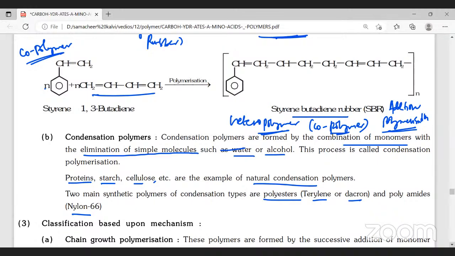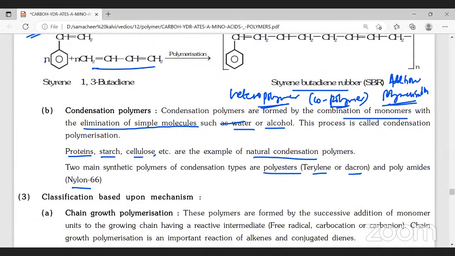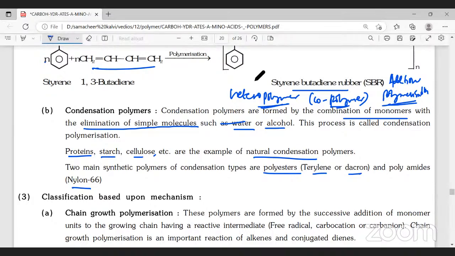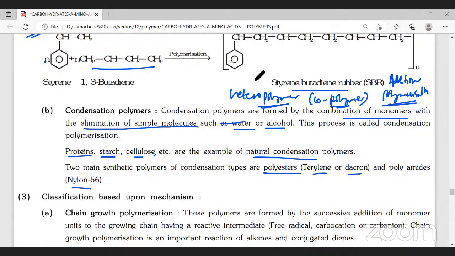Now, we have learned two classifications. One is based on the source or origin, and the next is based on their synthesis. Based on the synthesis, they're classified into addition polymerization and condensation polymerization. If they ask you what addition polymers are, you should remember and say: addition polymers are polymers formed by the combination of monomeric units without the elimination of any byproducts.